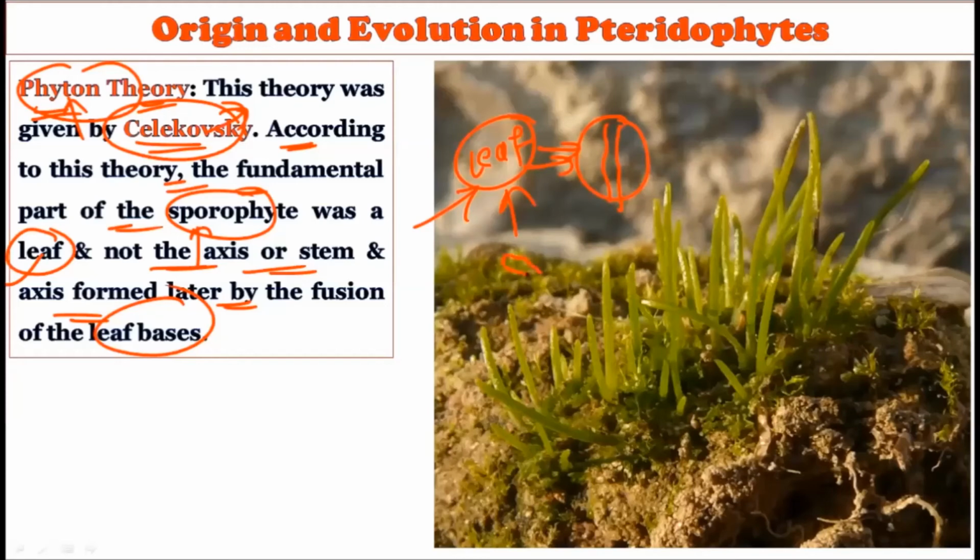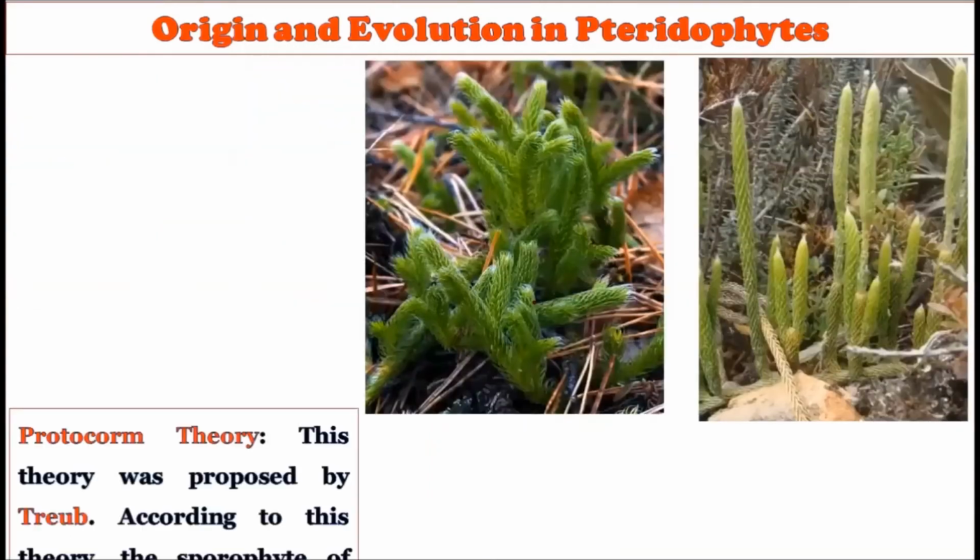That is, earlier the leaves were formed like this. Okay, leaves were formed like this, and after the fusion of their bases, like this, fusion of two bases, this created the stem or the axis in the pteridophytes. Okay, this is according to Seleucus, who gave the Phyton theory.